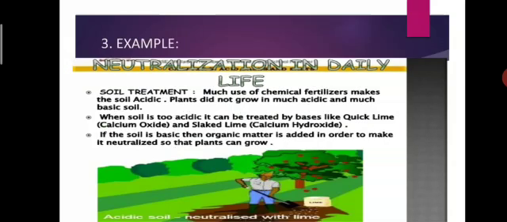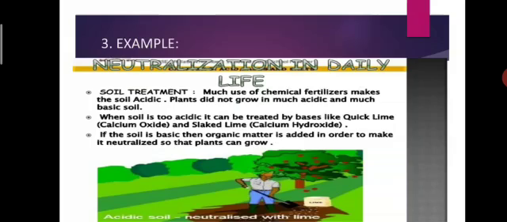Third example in the daily life of neutralization is soil treatment. Much use of chemical fertilizers makes the soil acidic. Plants do not grow in very acidic or very basic soil. So what does the farmer do? When the soil is too acidic, it can be treated with a base like quicklime, calcium oxide, and slaked lime, calcium hydroxide. Okay, and if the soil is basic, then organic matter is added in order to neutralize it so that the plants can grow.